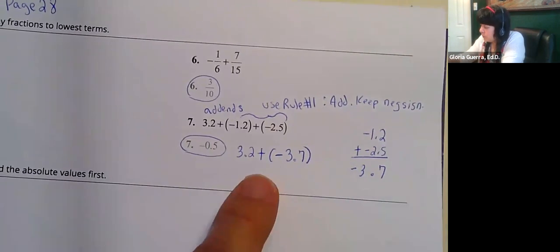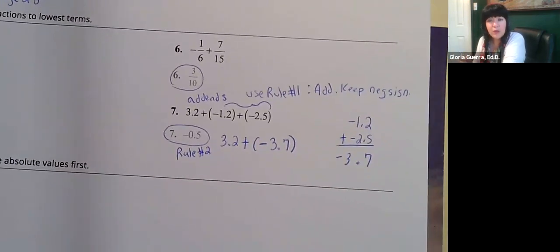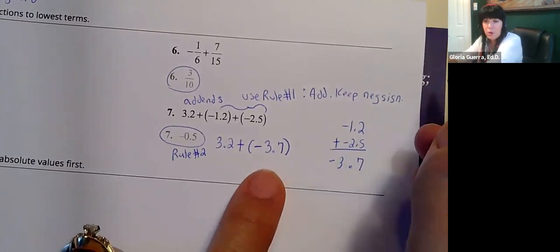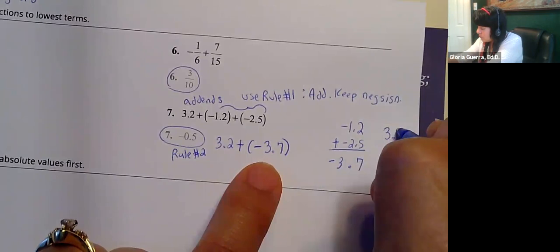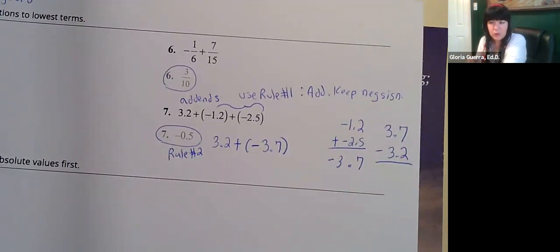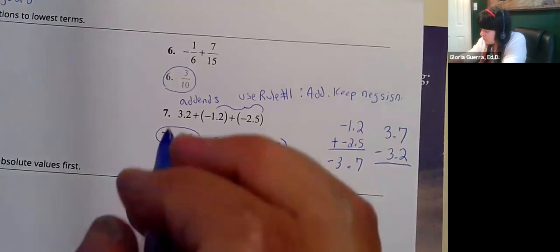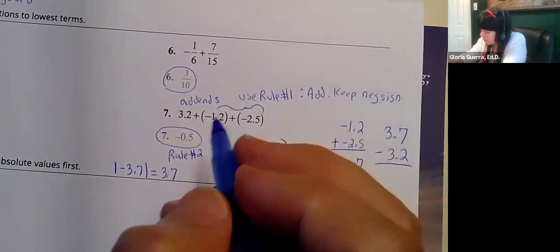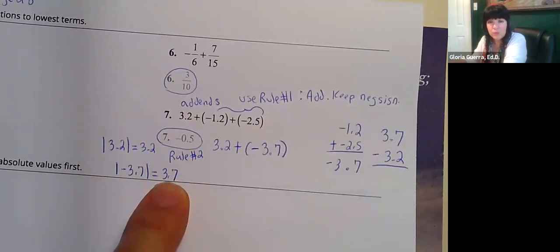All right, so now this uses rule number two. You're adding two numbers with different signs. So remember, you've got to subtract. And when you subtract, you're supposed to do the larger absolute value. So 3.7 is larger, you know, distance from zero than 3.2. So when you subtract, you want to do 3.7 take away 3.2. You don't want to set it up the other way, 3.2 minus 3.7. No, you need to do the larger minus the smaller. Remember, the absolute value of negative 3.7 is 3.7, and the absolute value of the other one, 3.2, is 3.2. So you see the 3.7 is bigger than 3.2.